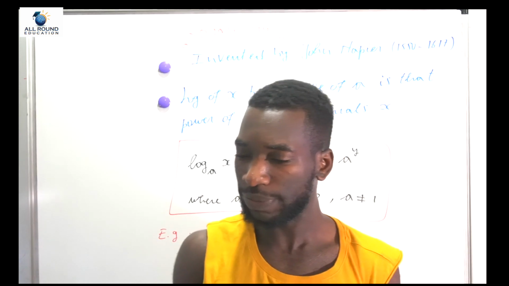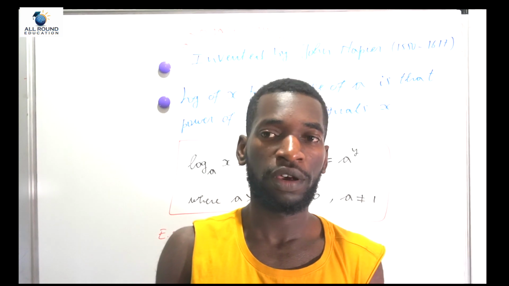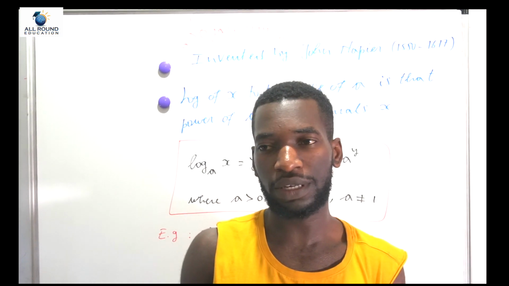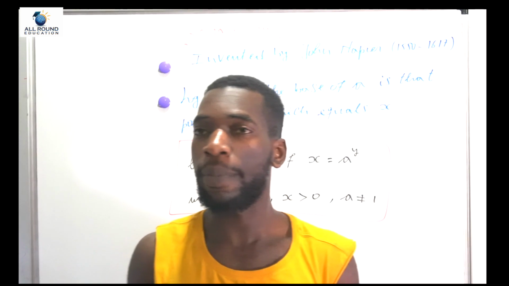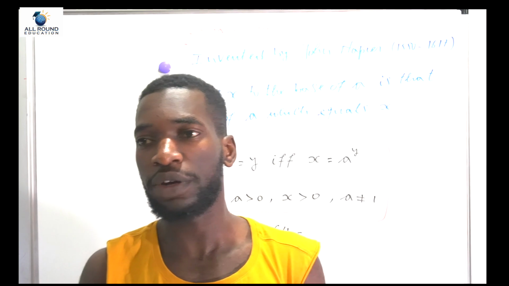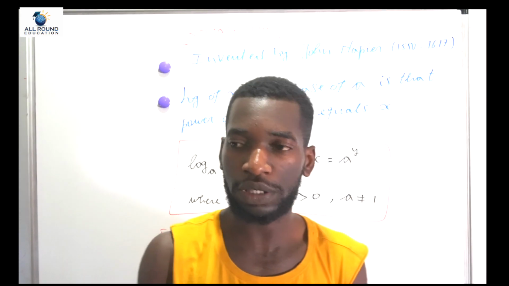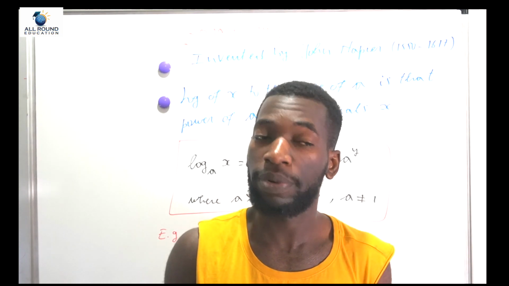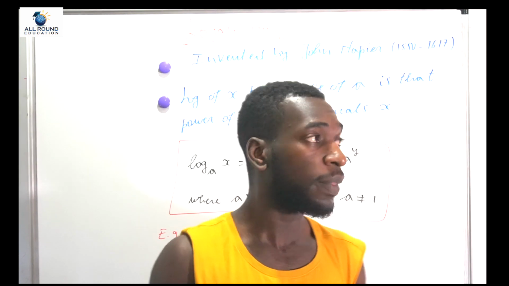So logarithms, first of all, were invented around 1550 to 1617, I believe, by a Scottish mathematician, physicist, and astronomer as well. His name was John Napier. So John Napier is the one who actually invented logs, and apparently also invented the decimal numbers. So yeah, that's John Napier.